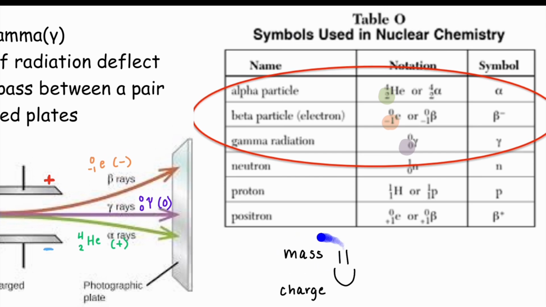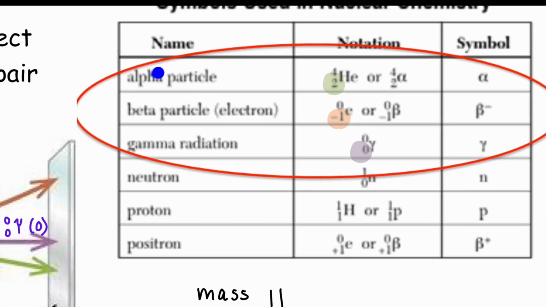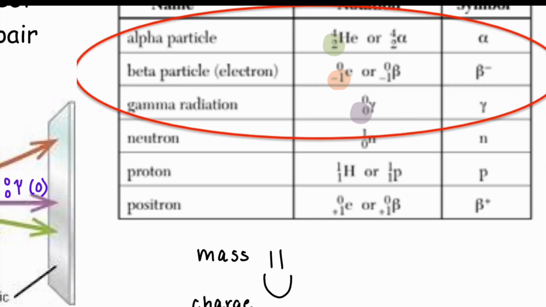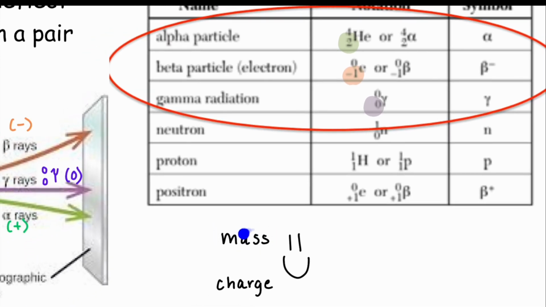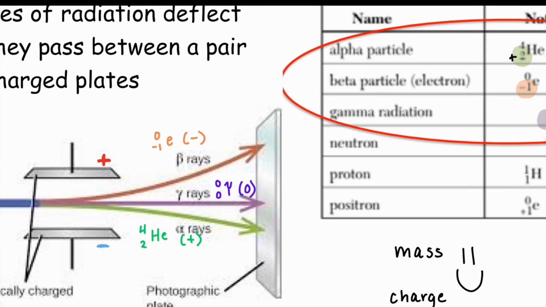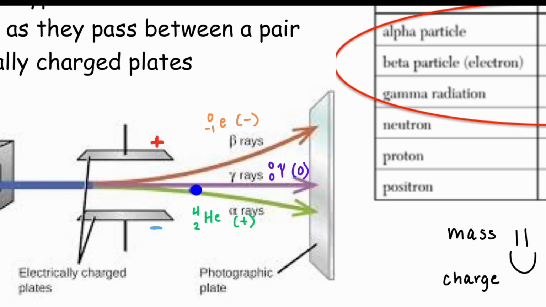Okay, so this is just a quick little diagram, but if we look at these different notations, we can see that an alpha particle is essentially a helium atom. The number on the top represents the mass of the particle, and the number on the bottom represents the charge. So helium has a charge of 2. If there's no positive or negative sign in front of it, we assume that it's just positive. An alpha particle is positively charged, so when it's sent through this plate, because negatives and positives attract, it will bend downwards as a result.